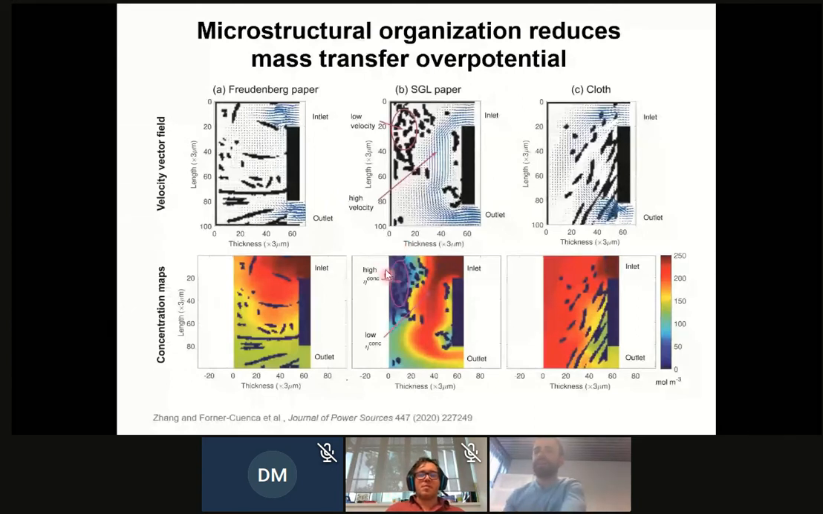This doesn't happen that much in terms of cloths, because now you have these aligned fibers. If you look at each thread and this material is compressed, then you're basically forcing the fluid to be flowing.